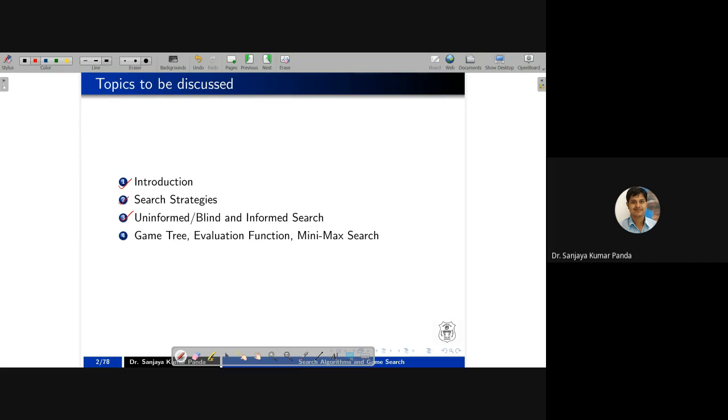So we'll see one game tree for Tic-Tac-Toe. We'll see some of the evaluation functions. Through that evaluation function, you can see the performance of a particular game, the performance of your opponent, the performance of a particular agent. That we'll see. And we will end this lecture with Minimax search, which is a very popular search in artificial intelligence. So let us start the introduction part. I'll show you a very simple example in each and every case so that you will feel comfortable understanding what are the different search strategies available in artificial intelligence.